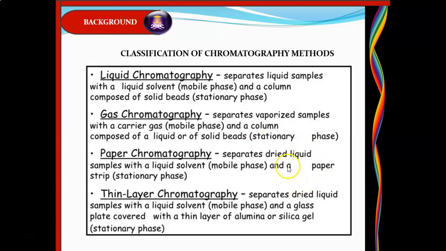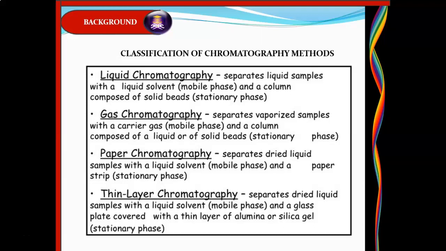Right. So gas chromatography separates the vaporized sample with a carrier gas. This carrier gas acts as a mobile phase, and a column composed of a liquid or of solid bits is a stationary phase. So in GC, the sample must be vaporized. Okay, the properties of the sample mestilah bersifat meruap, so that the technique of the separation can be applied.